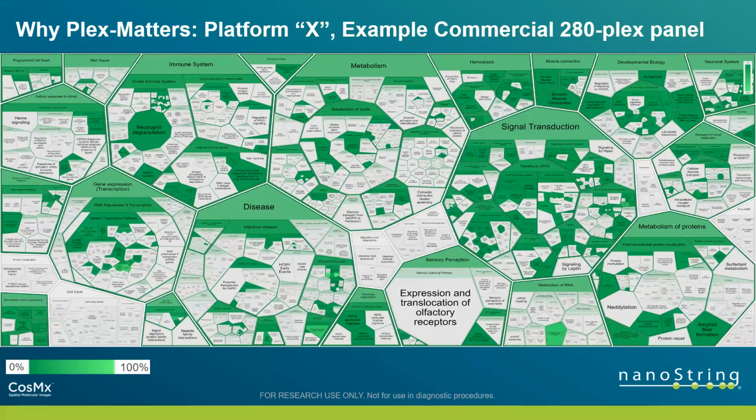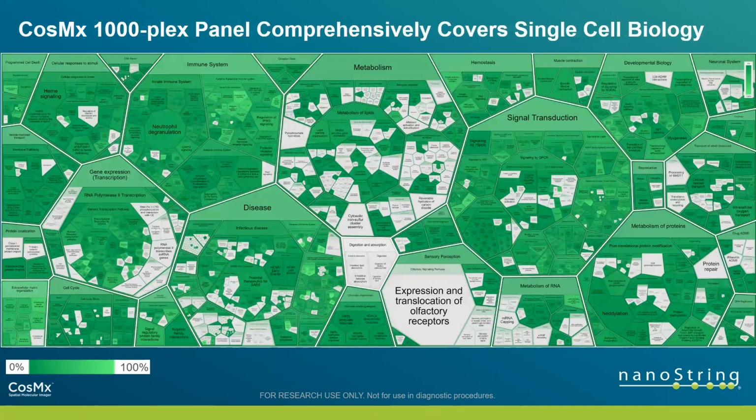So the value of plex that we're finding, right? This is looking at if you're just measuring something like 280 genes at a time. It's a Venn diagram where the darker the green, the more coverage of that specific pathway content. And as you're getting into a 1,000-plex assay, what you're really getting is this nice comprehensive coverage across many of the different pathways that you can find across what we consider a kind of universal cell characterization approach.